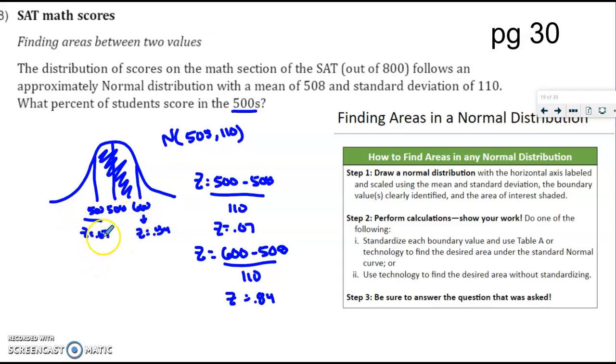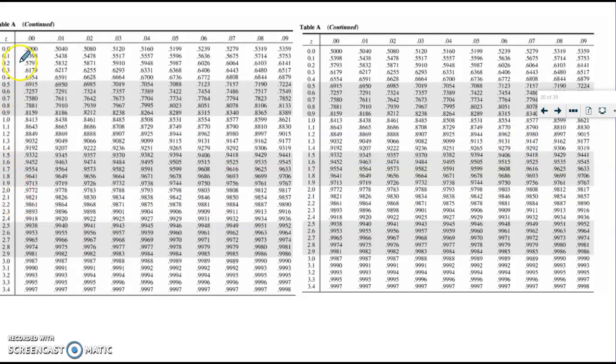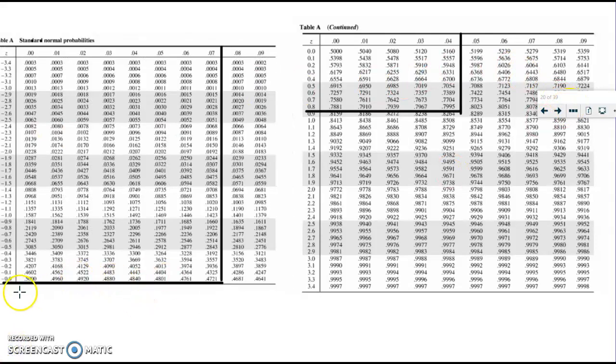So the first thing I have to do is find out what percentile negative 0.07 is. That's what that was. Okay. So we're going to look at our chart. We're going to go to negative 0.07. I went to negative 0.07, and it looks like I have a probability of 0.4721. And then I also did the same thing for 0.84, and it looks like that percent is 0.7995.